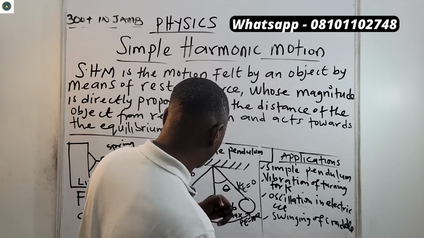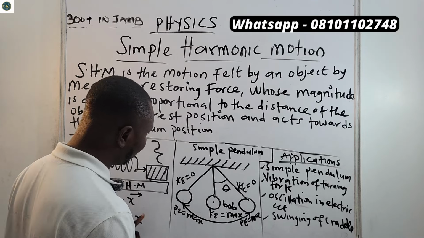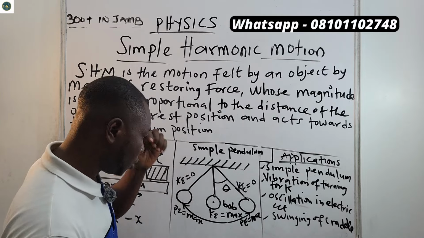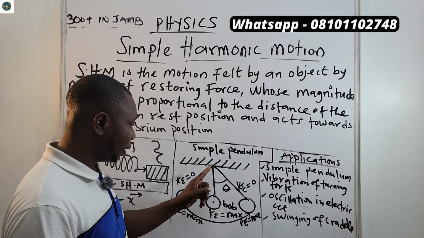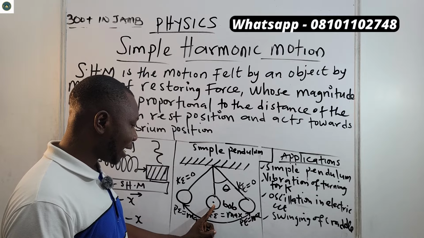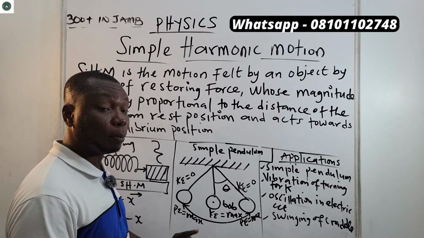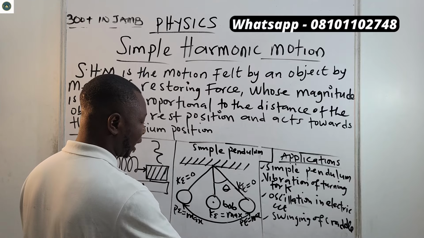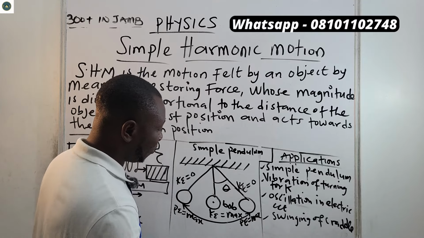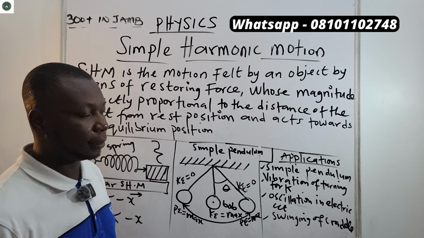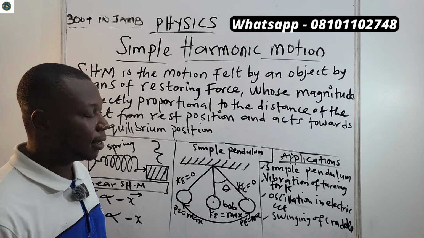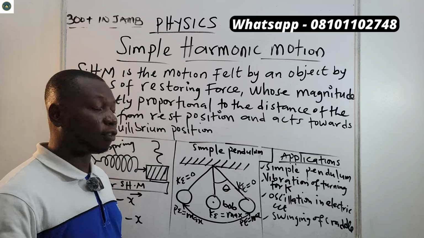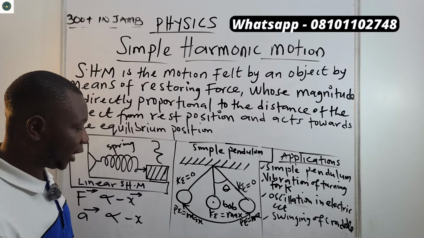Now, coming here also, we have a linear movement. This is a simple pendulum. Now, we have a bulb here. When there is an applied force on this bulb, the bulb swings left and right. By the time the bulb swings left and right, there are energy changes, from kinetic energy to potential energy, or from potential energy to kinetic energy.